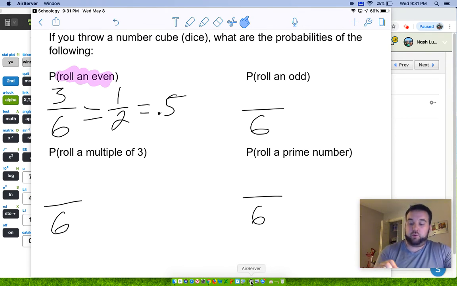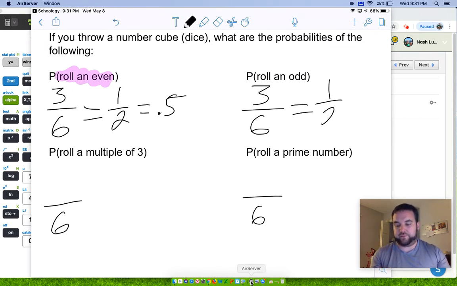What's the probability that I roll an odd number? Well, of course, if 2, 4, and 6 are the evens, then 1, 3, and 5 are the odds. So that would also be 3 out of 6, or 1/2, or 0.5.